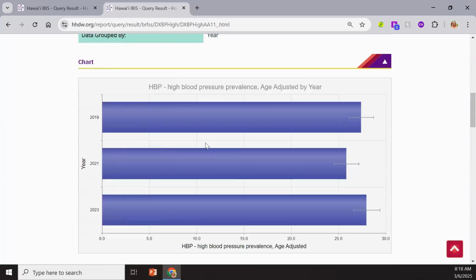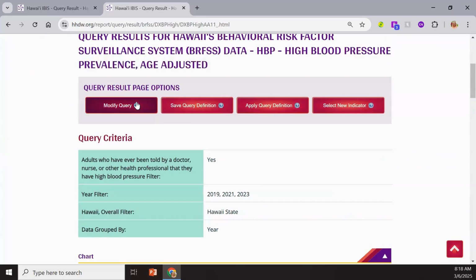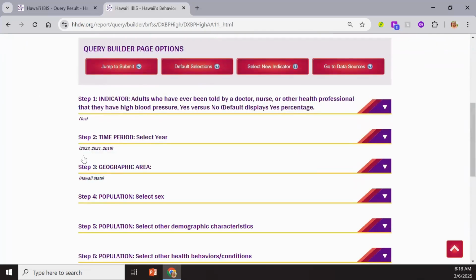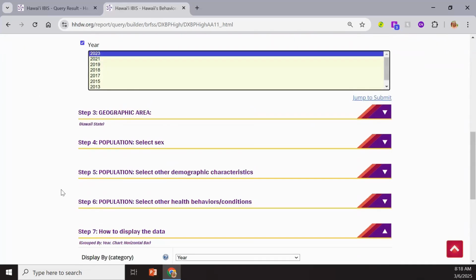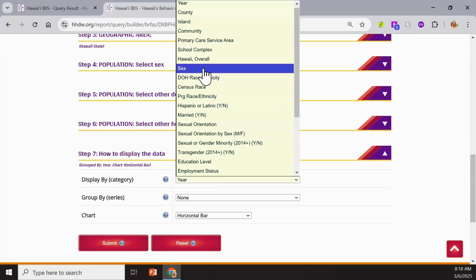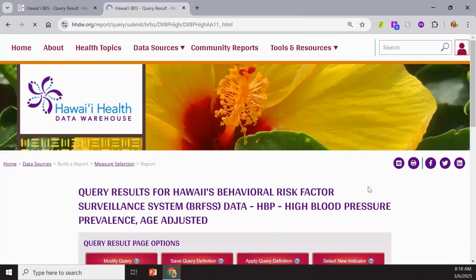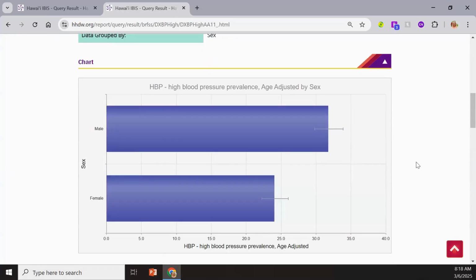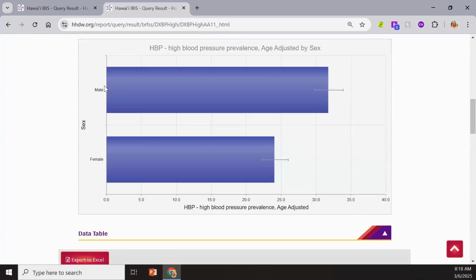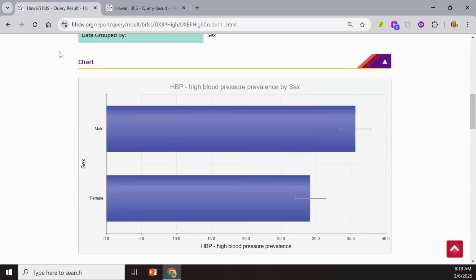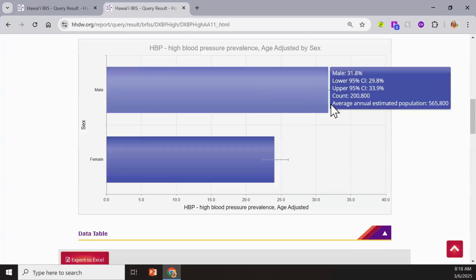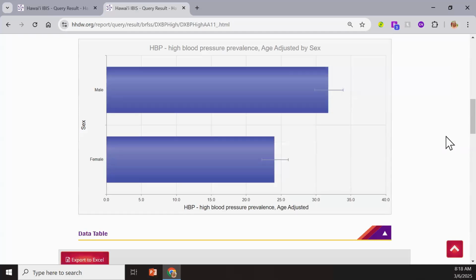So here again, we have our default report. We're going to modify the query. I'm going to look at 2023, and we're going to look at the results by sex. So here we can see that compared to the crude rate, which is here, the age-adjusted rate, that difference is actually greater. So even when you're taking age distribution into account, there is a significant difference between high blood pressure prevalence among males and females.